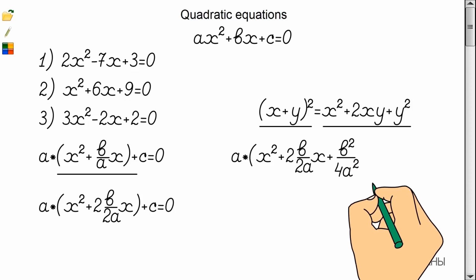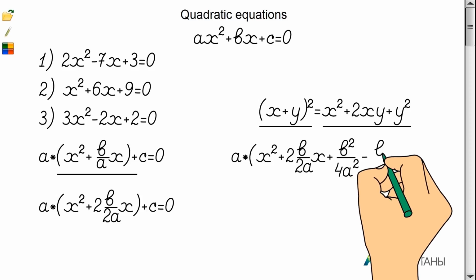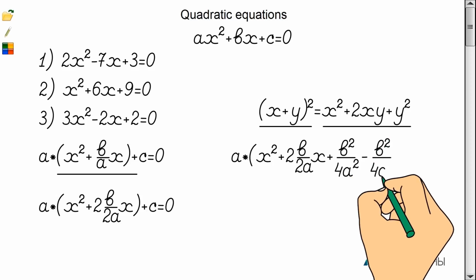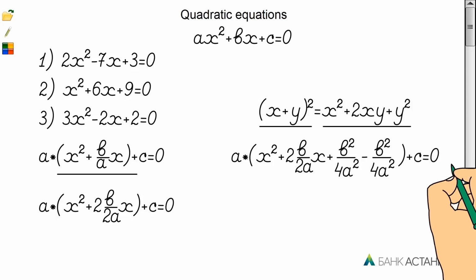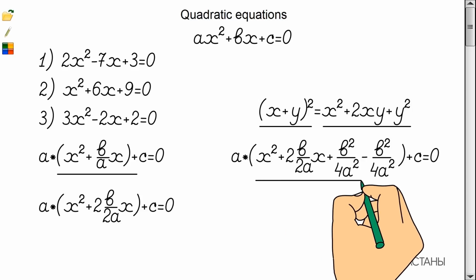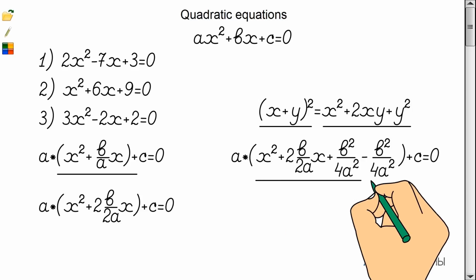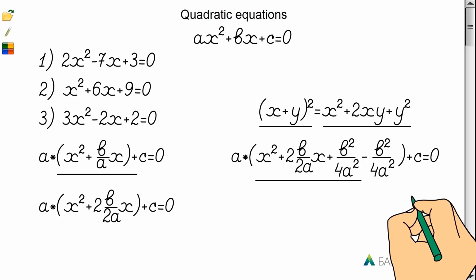Since we have added the term to our expression, we have to also subtract it in order to keep the equivalence of the equation. Minus b²/4a². Remain the free term unchanged. Finally, we got the necessary quadratic trinomial. Take out minus b²/4a² from the brackets.